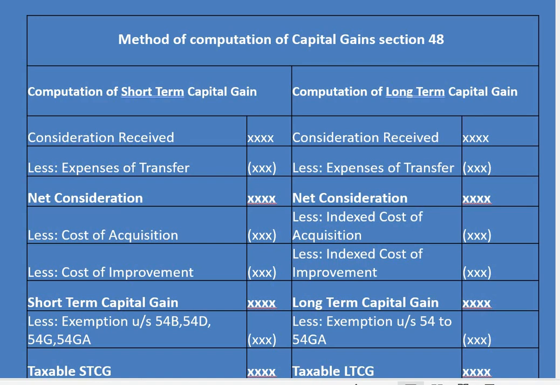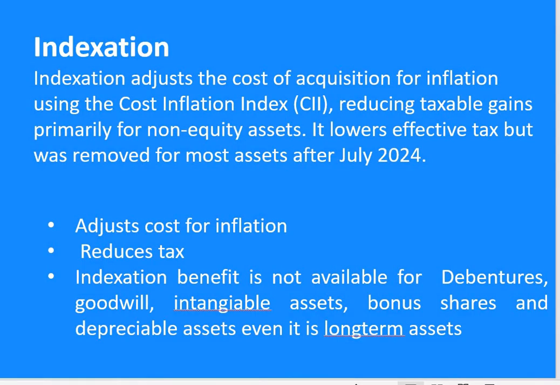In this class, I am going to give more stress to indexation. So we are going to discuss here what is indexation and how we are going to compute the indexation. Indexation is applicable only for long-term capital gain. That should be noted. Indexation is applicable only for long-term capital gain and not for short-term capital gain. And remember, it is a benefit. Indexation is a benefit given to the assessee by the income tax department for reducing the tax.